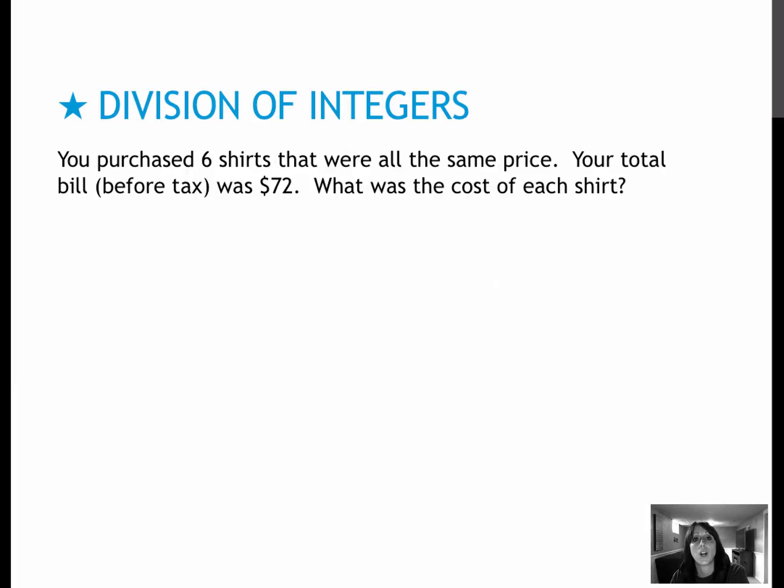Try this question on your own, then press play to see how you did. You purchased 6 shirts that were all the same price, and your total bill before tax obviously was $72. We're trying to find the cost per shirt. So if you're ever confused about which one should go on top of your fraction and which one on the bottom, cost per shirt is what we're trying to find. We're not trying to find shirt per cost, shirt per dollar. So when I'm writing my fraction, the total cost is going to go on the top, and the number of shirts are going to go on the bottom, and that's how we would set up the fraction.